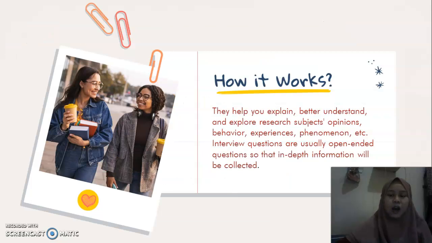Next, how does an interview work in our research? An interview helps you explain, better understand, and explore research subjects, opinions, behavior, experience, phenomenon, and others. Interview questions are usually open-ended questions so that in-depth information will be collected. So here, we talk directly to our respondent, face-to-face, so we can collect data easily and understand more about their answer.